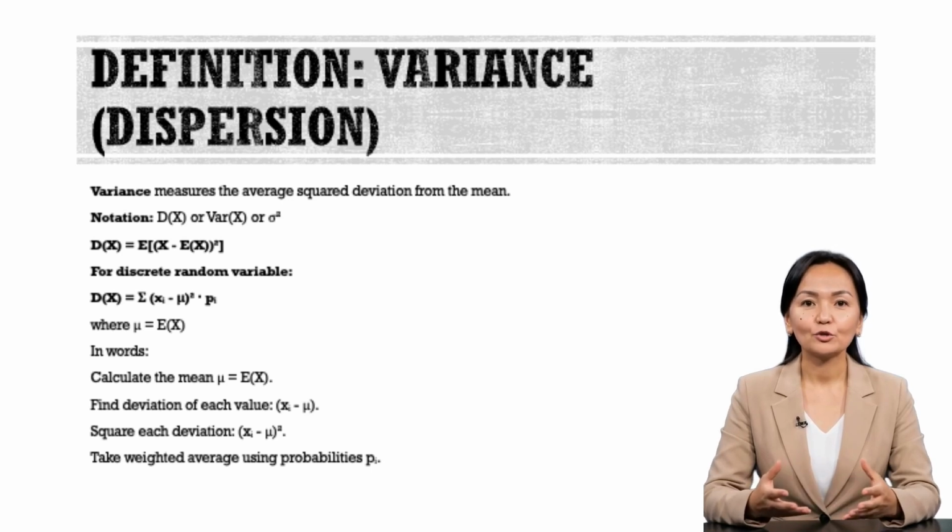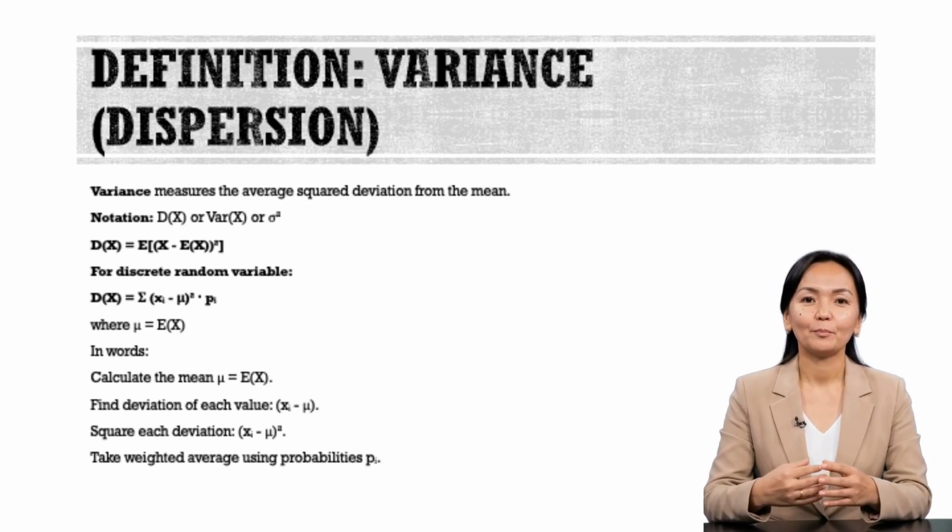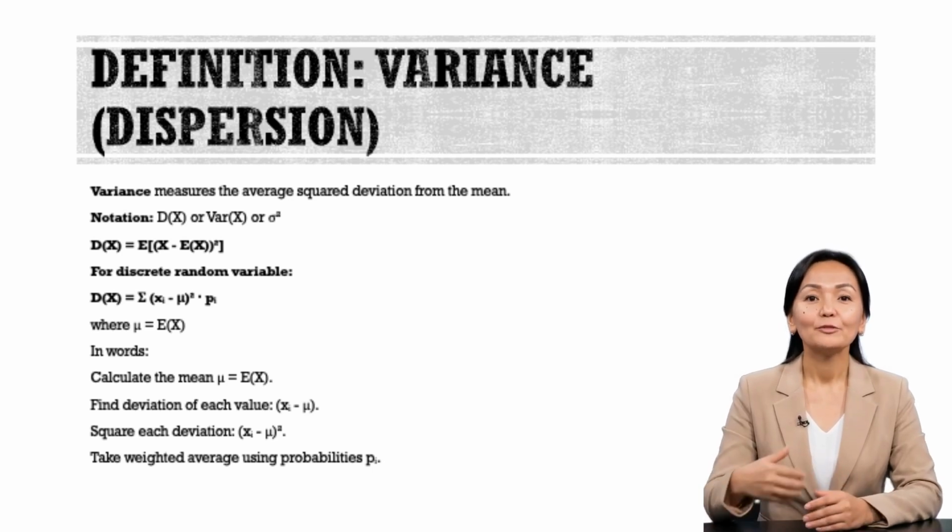Let me explain why we square the deviations. If we simply average the deviations without squaring, the positive and negative deviations would cancel each other out, and we would always get 0. By squaring, we make all deviations positive, and we also give more weight to larger deviations.